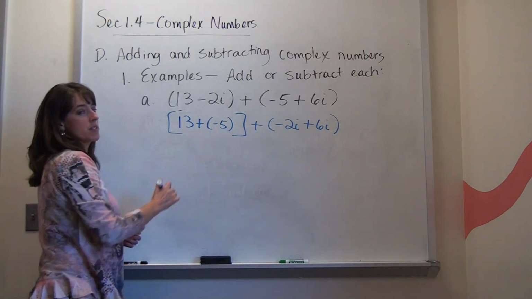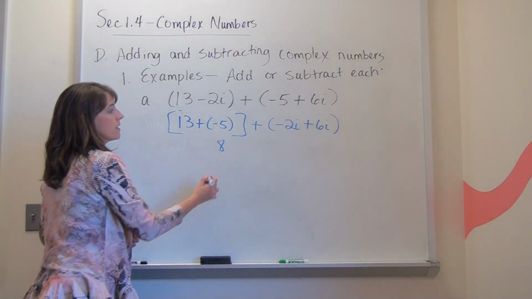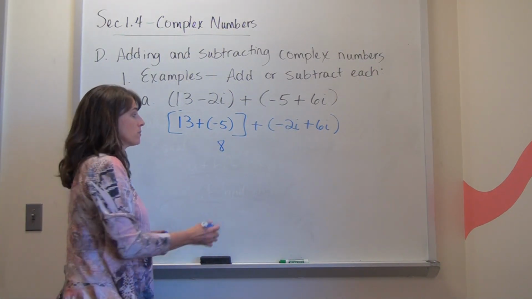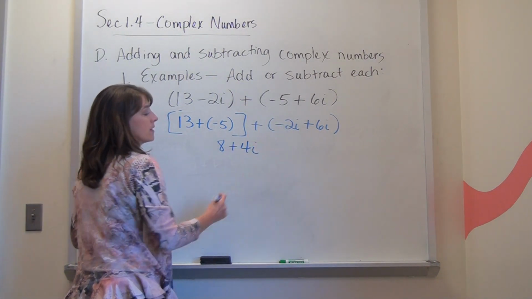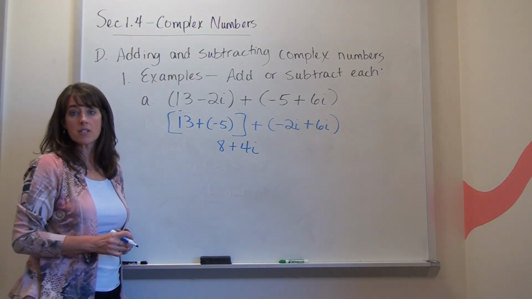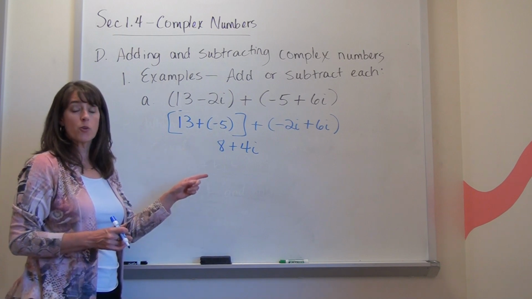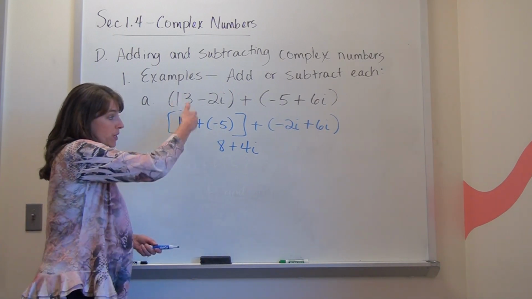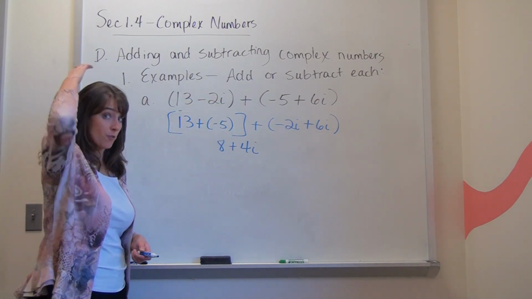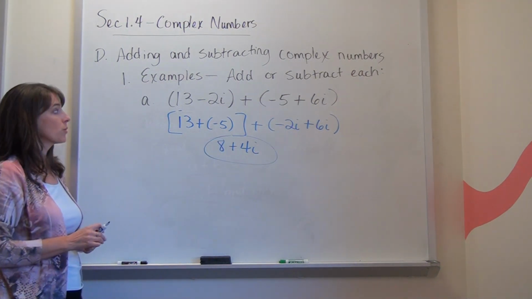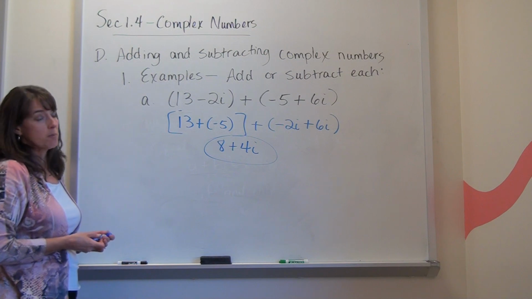Well, what is 13 plus negative 5? Sure, it's 8. What is negative 2i plus 6i? i is acting like a variable right now, so it's just a 4i. Can I put these two together since i is acting like a variable? No, sure can't. Is that in standard form? Is that mathematical model with the real in the front and the imaginary in the back, the business in the front, the party in the back? Yeah, I got my business in the front, the party in the back. There's my standard form. And that is how you add your complex numbers.